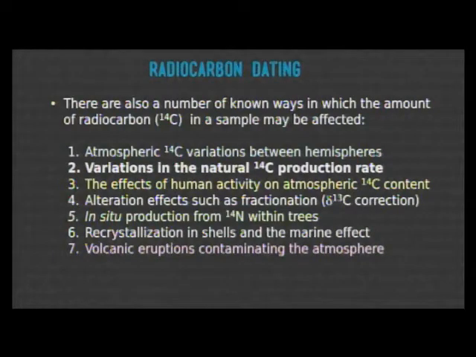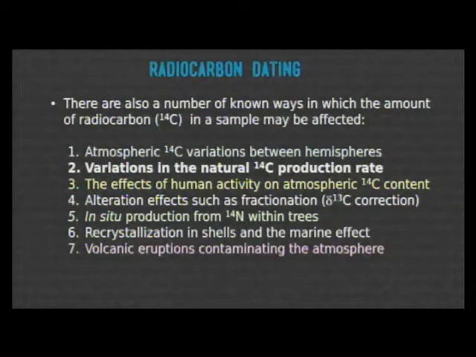First of all, we do know today, it's actually been measured, that there are atmospheric variations in carbon-14 between the northern and southern hemispheres. We also know there are variations in the natural carbon-14 production rate related to cosmic ray influx from outer space. And then there are alteration effects, such as fractionation. That is, the different sized atoms or isotopes of carbon can preferentially be taken in by different organisms or plants. And so you separate the isotopes, and that skews your measurements.